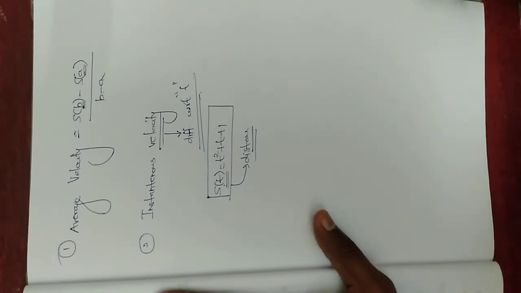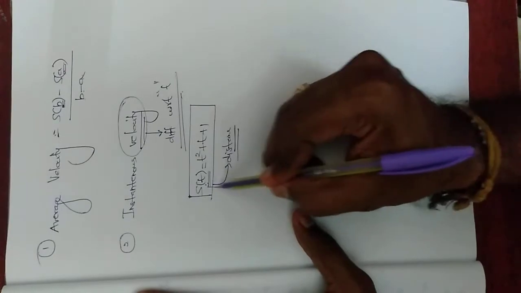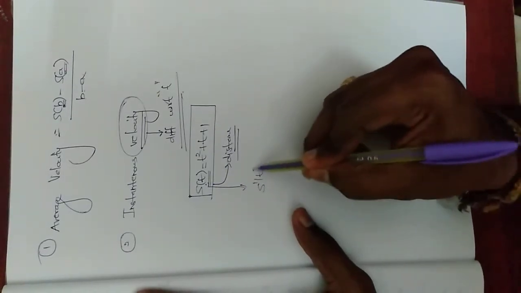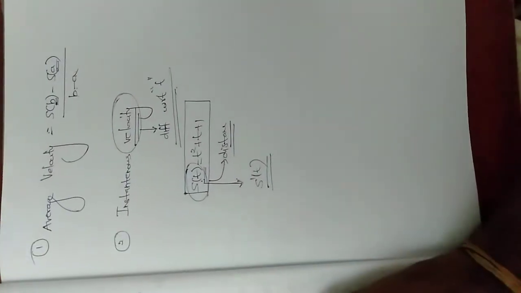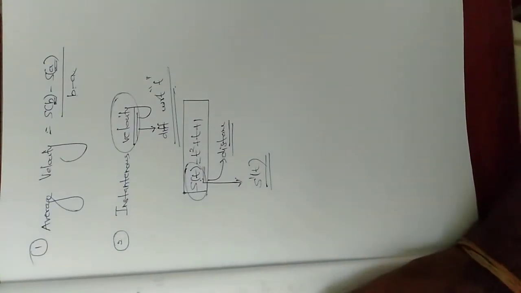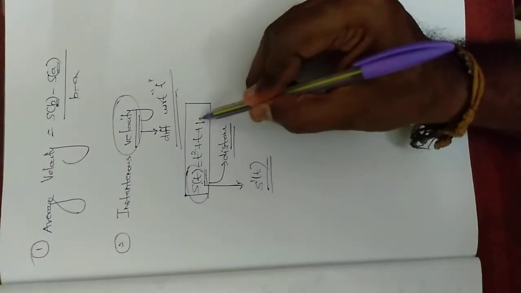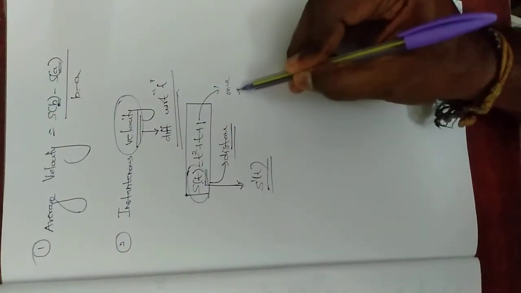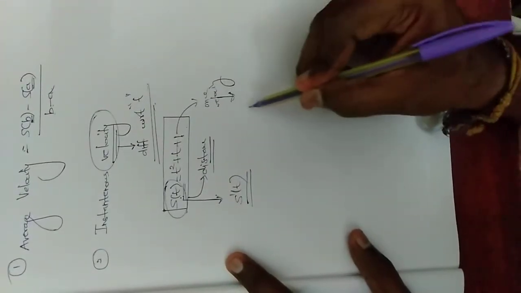If I want to find the velocity, I differentiate s of t. Differentiating s of t becomes s dash of t. This s dash of t is nothing but the instantaneous velocity, or velocity. Velocity means differentiate once. This is called velocity.